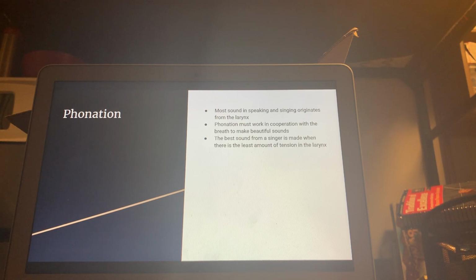Again, the best sound from a singer is made when there is the least amount of tension in the larynx. Because if you really squeeze the larynx and try to sing, it not only can hurt your vocal folds, but it also just makes a bad sound. It really is forced, and it's just bad. So you want as little tension as possible so you can just speak freely.